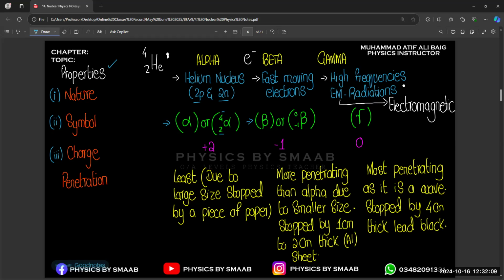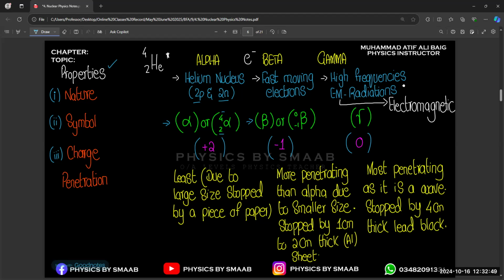Okay, the next thing is charge. In alpha, we know that there are two protons. Two protons means plus two charge, right? Because a proton has positive charge. In beta, we have one electron. One electron means one negative charge, minus one, okay? And in gamma, there is no proton, no electron, so it means zero, no charge. So this is the concept of the charges of alpha, beta, and gamma.